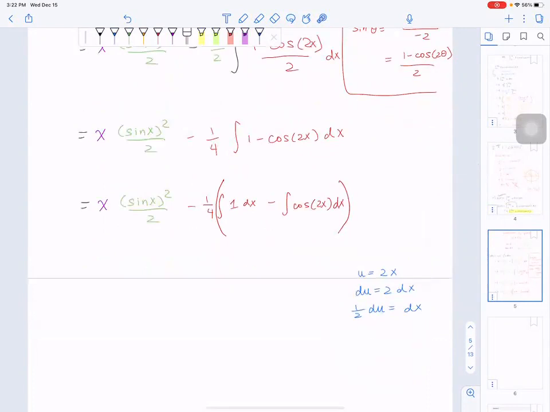First, I'm just going to separate these two functions. So I'm just rewriting this integral minus this integral. Okay, now I'm going to use substitution. So we have this again minus, okay, minus 1/4 times this integral plus 1/4.